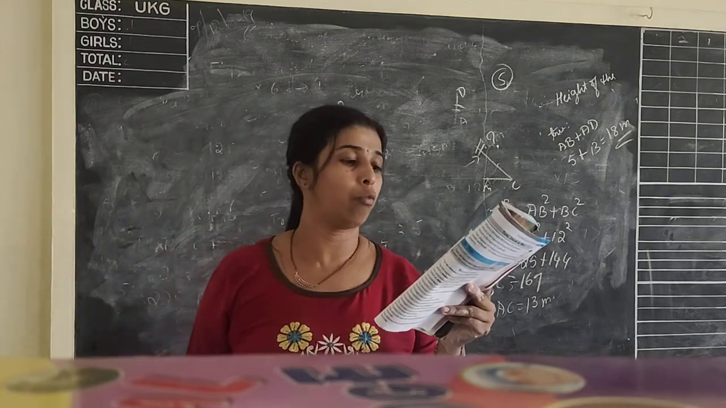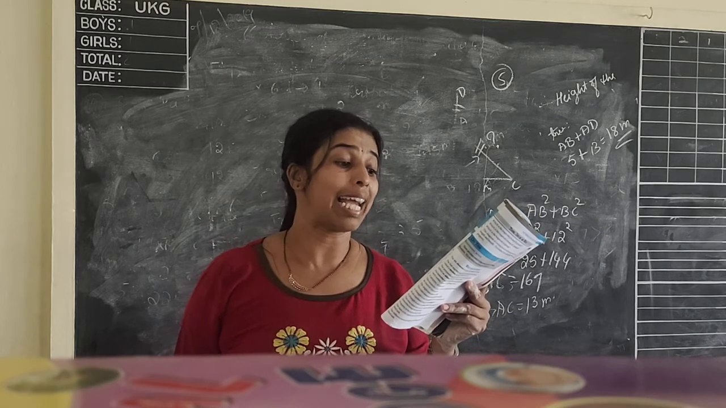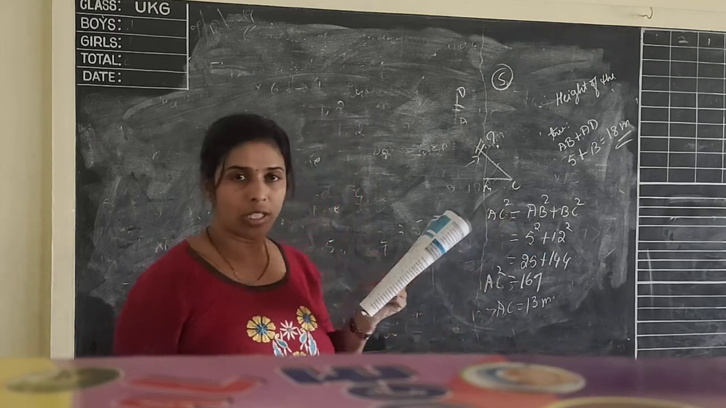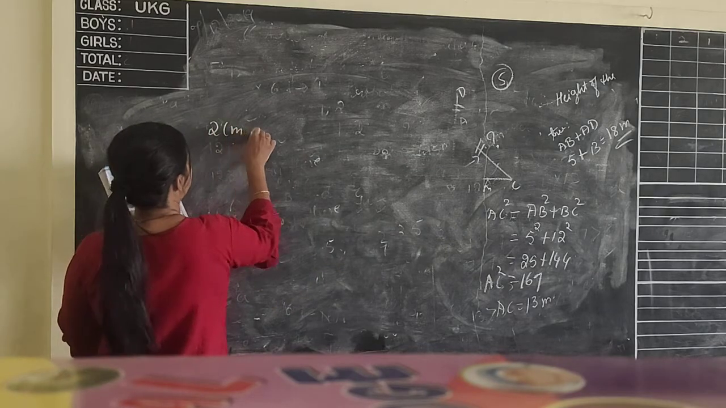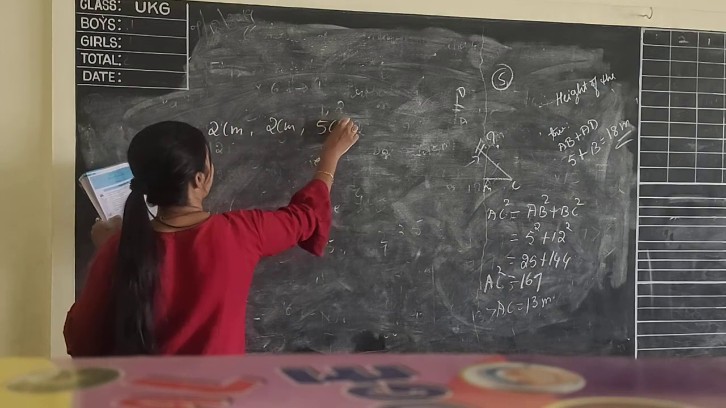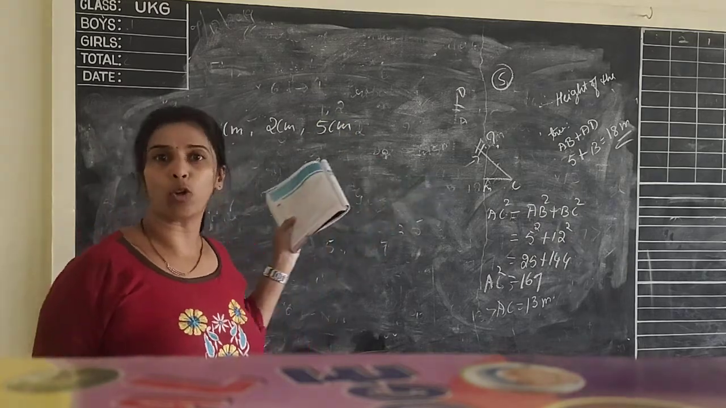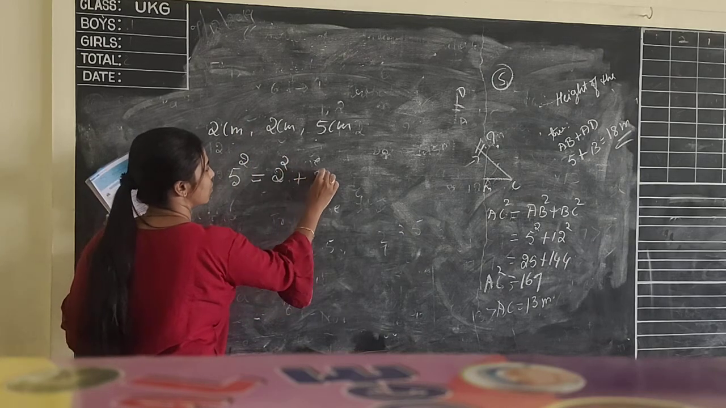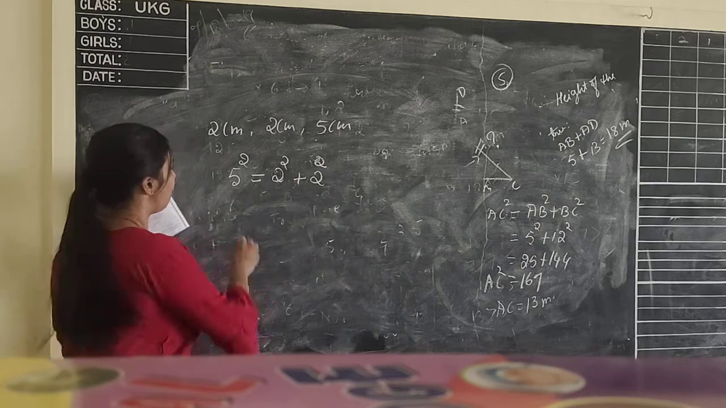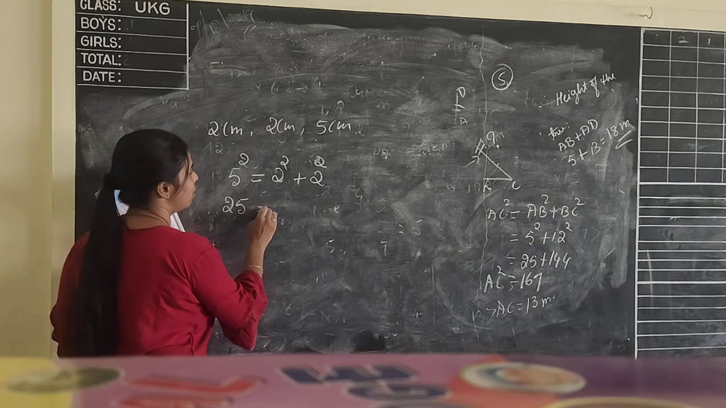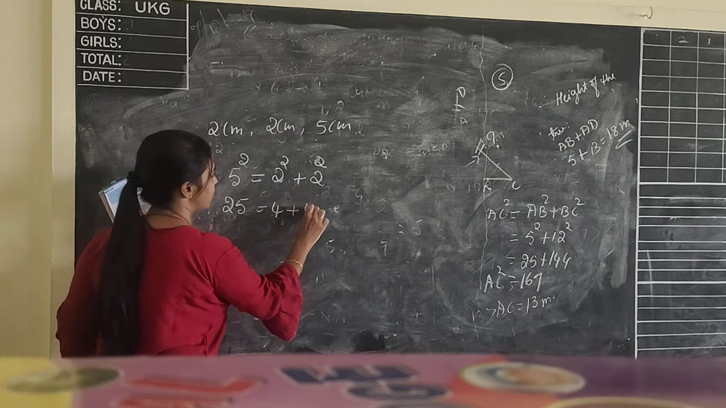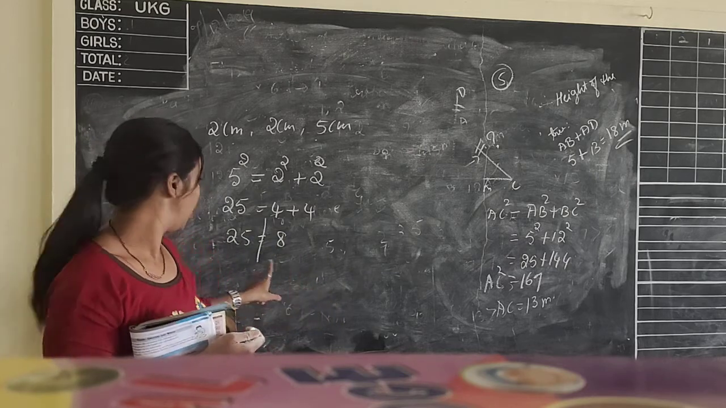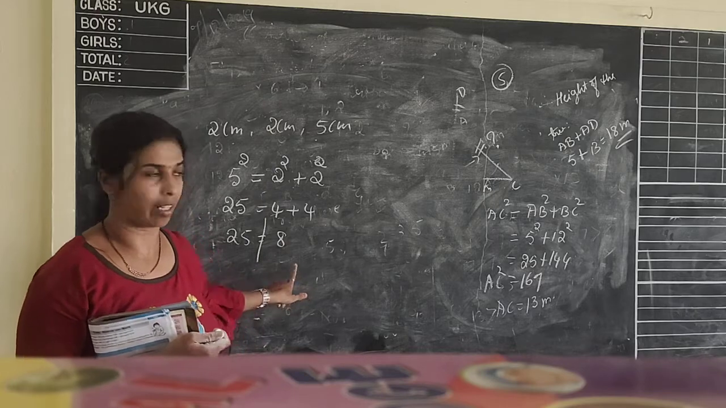Exercise 6.5, fourth question. Which of the following can be the sides of a right angle triangle? We have to check. Like this given. Now, bigger one you have to take. Bigger one is 5. That is our hypotenuse. Remaining two you have to take as the other two sides. Now 5 square is 25 and the other side squares add to 10. 2 2s are 4. 2 2s are 4. Not equal. It is not possible to form a right angle triangle. If you get both the sides same, then it is correct.